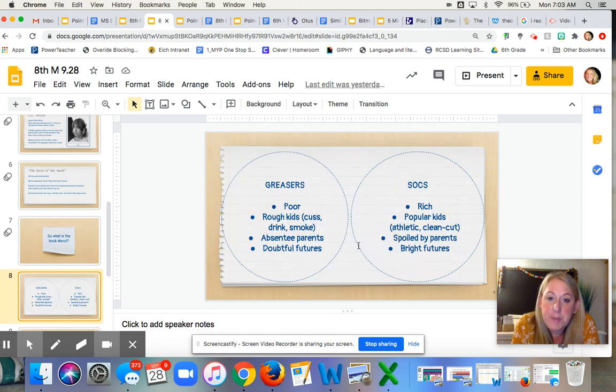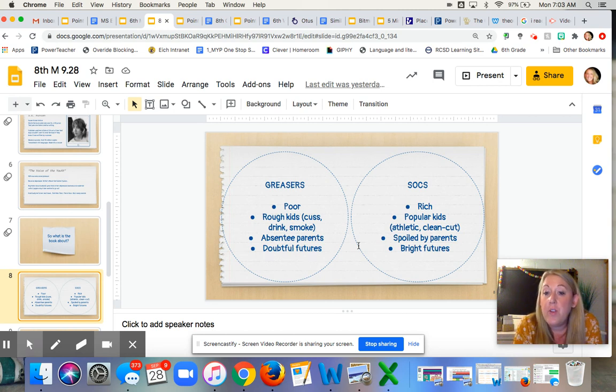So there's 2 groups of kids, as there often are, or more. There's the greasers. The greasers are poor. They're kind of rough around the edges. They cuss, they drink, they smoke. Their parents aren't really around. That's what absentee parents means. And their futures are doubtful. They don't really feel like they have much to look forward to. Probably no one in their family went to college or even graduated high school. So they've just had a really rough life so far.